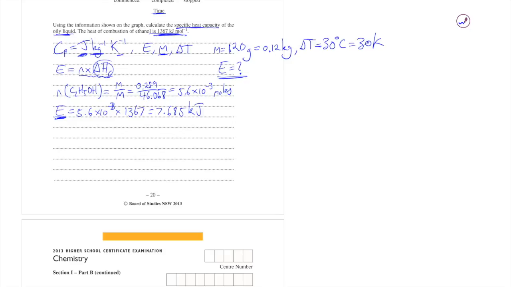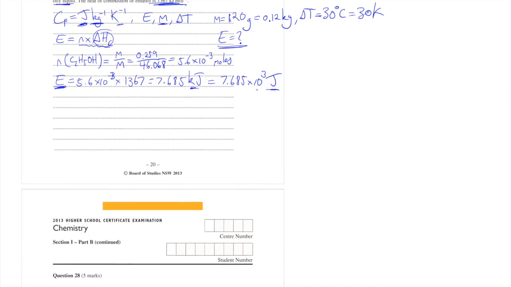Now, unfortunately, we can't right now substitute this energy back into here, and the reason why, again, is this is in joules. We need all the units to be the same. So this is equal to 7.685 by 10 to the 3 joules. Converting kilojoules into joules, all you have to do is multiply by 1,000. So that's how many joules we've got, and now we can simply plug in those numbers.